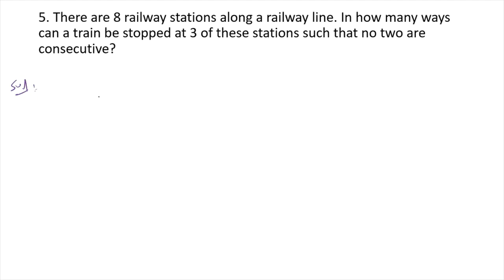Okay, so let me write down the stations. Station 1, 2, 3, 4, 5, 6, 7, 8. There are 8 stations. Now a train can stop at 3 of these places. It can stop at station 1, it can stop at station 2, station 3, and so on up to station 8. But if it stops at station 1, it should not stop at station 2. If it stops at station 3, it should not stop at station 4. Okay.